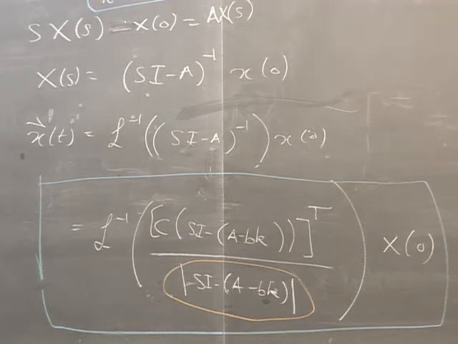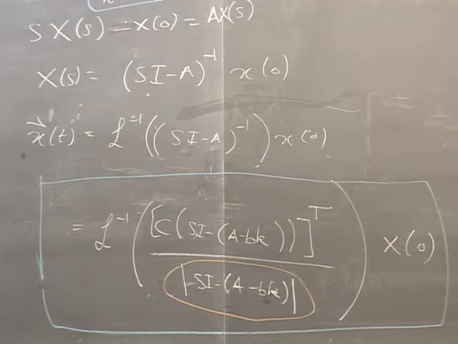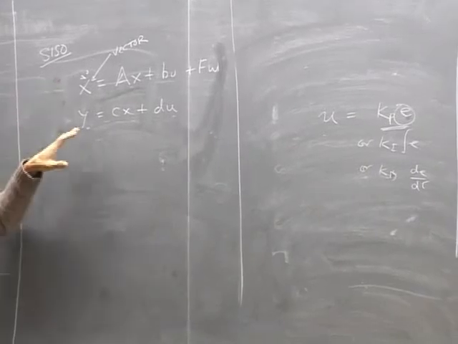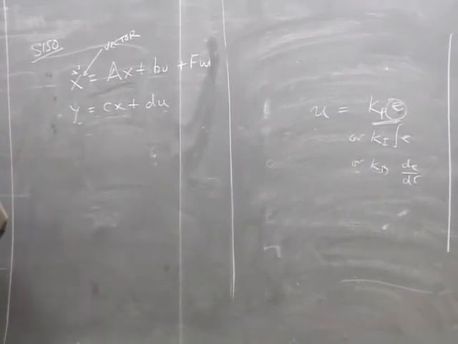Again, I'm keeping it at a very high level. So let's go back and see what's going on. You have a SISO system that's given to you, and we're given some output.